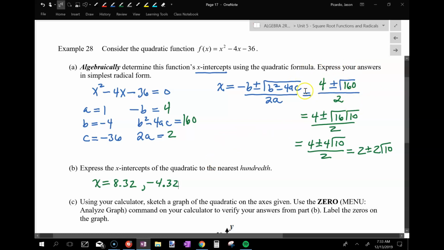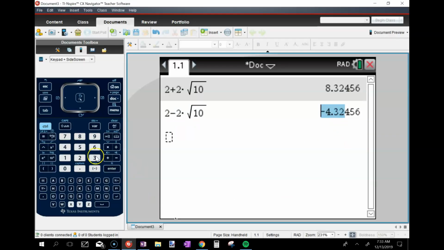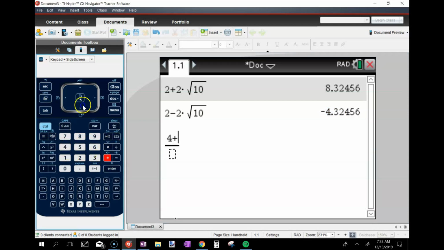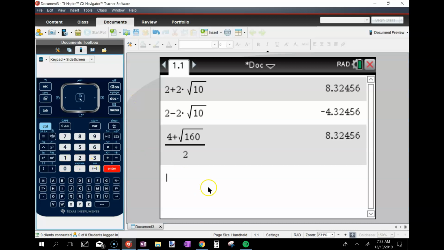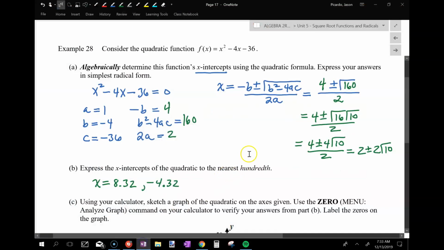Well, what if I put this in the calculator, right? If I did it right, then I should get the same answer for this and this, right? So this would be one thing I could do. So I could create my fraction and do 4 plus radical 160 over 2. And so these are the same, so I feel pretty good about that, right? But what if I made a mistake doing this? Then what?